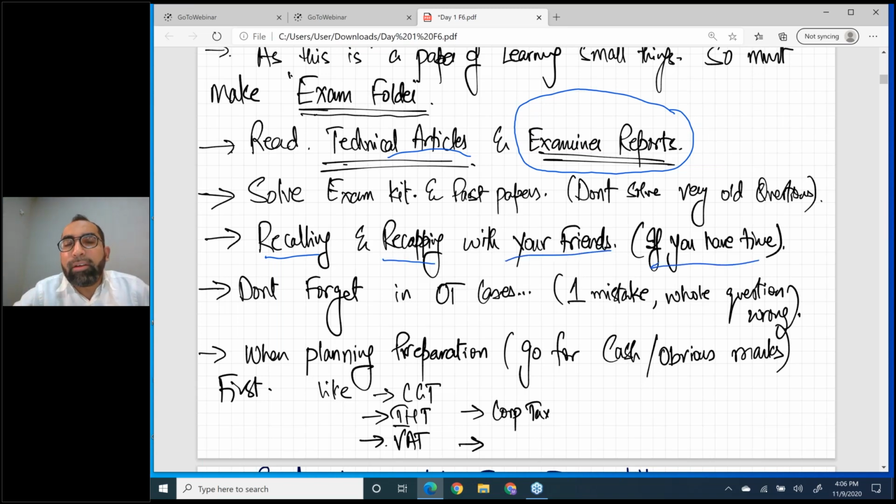Then this I told you, recalling and recapping with your friends if you have time. See, if you have time; right now we all are running short of time. So this tip was for those students who are studying full time.